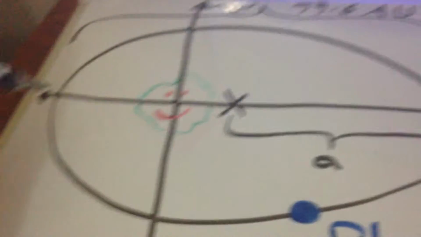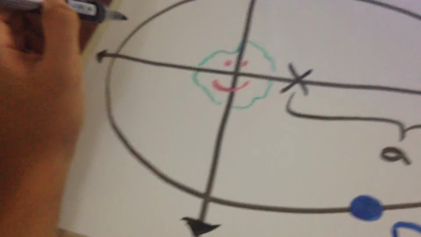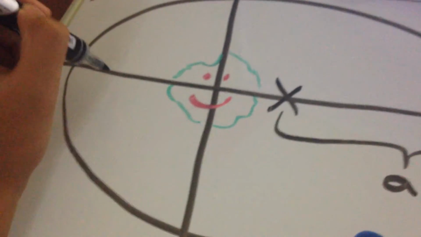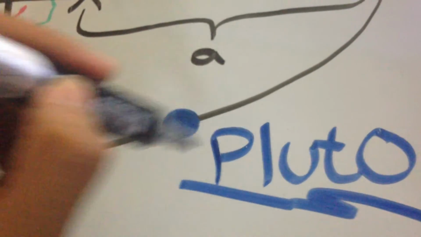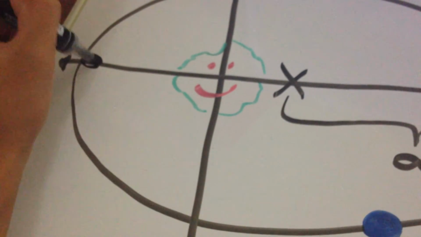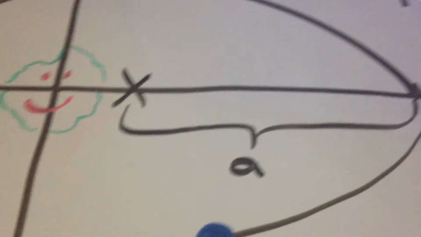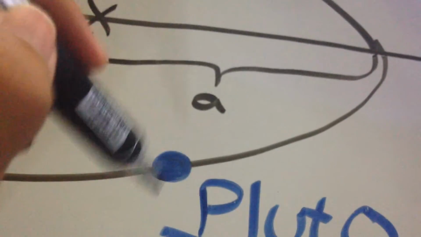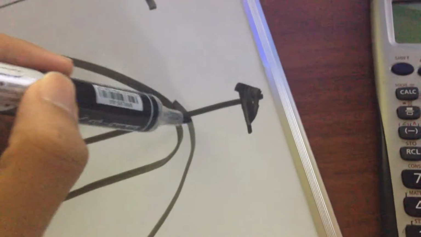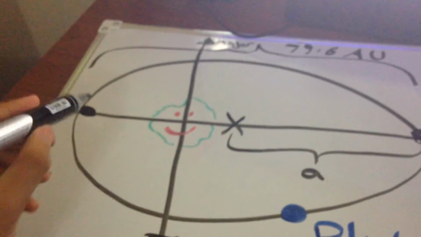How do we know that? Simple. So this is the graph. The perigee is when Pluto is closer to the sun. The closest point is this point. And the apogee is when Pluto is farthest from the sun. So this is the farthest point.